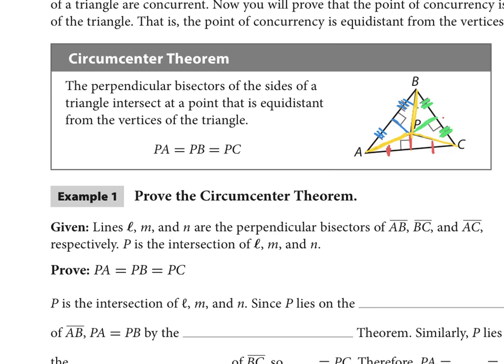The perpendicular bisectors of the sides of a triangle, so those were the red, green, and blue, the perpendicular bisectors of each side, intersect at a point that is equal distance from the vertices of the triangle, and that's what I wrote in yellow.